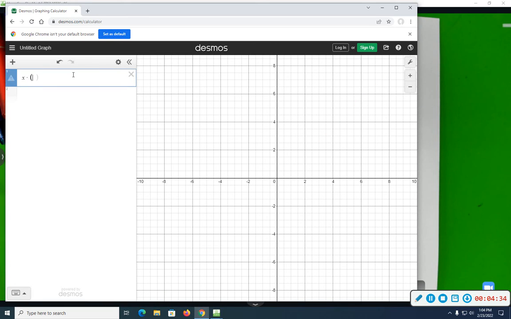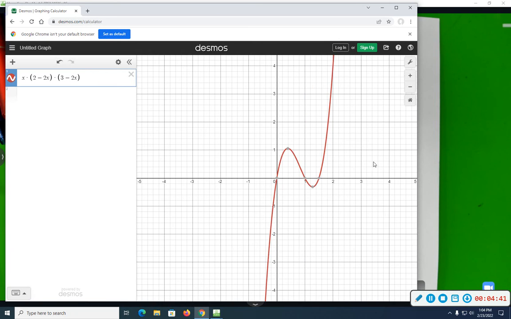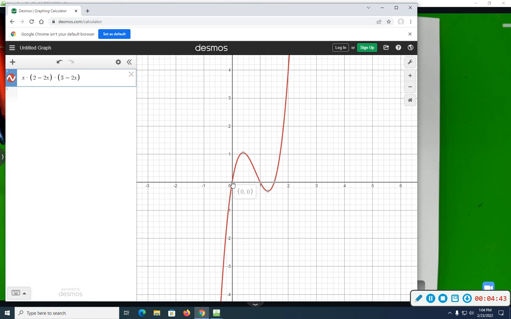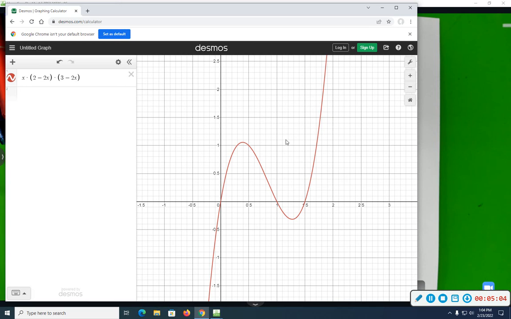X times 2 minus 2x times 3 minus 2x. So I guess that makes sense. If we don't do any cutting, then there's no volume. It's a sheet of cardboard. If we cut a total of 1 as the size of each cut, then we've just cut away a whole edge of the box. So there's nothing left, so beyond 1, the problem doesn't even make sense. So there's the domain 0 to 1. So what does it look like the maximum volume is?